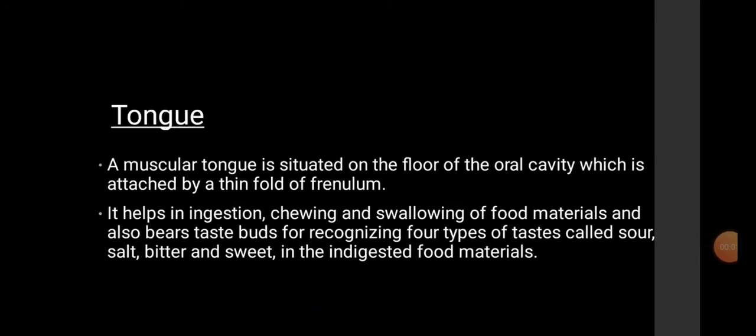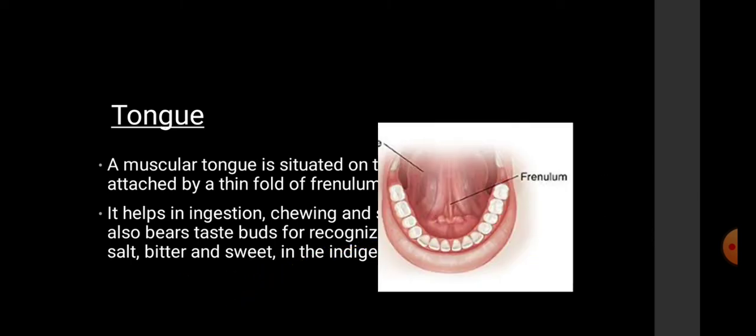A muscular tongue is situated on the floor of the oral cavity, and this tongue is attached to the buccal cavity by means of a thin fold called the frenulum. So the frenulum is a thin fold which helps the tongue to attach to the floor of the oral cavity. The function of the tongue is that it helps in ingestion, that is taking in of food, chewing and swallowing of food, and it also helps to perceive the different types of taste, sour, salt, bitter and sweet, in the ingested food materials.